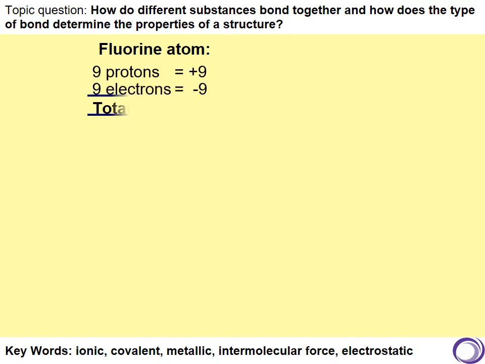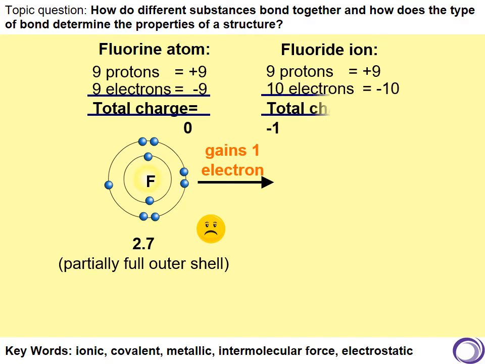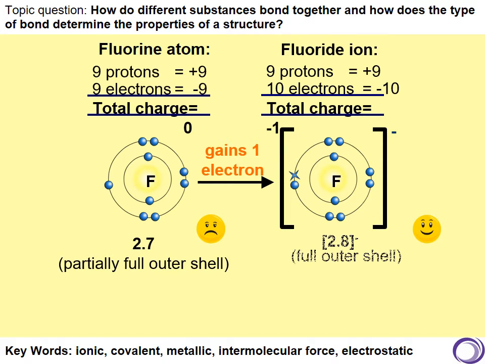Let's look at a fluorine atom then. Fluorine has 9 protons and 9 electrons. Overall it has a charge of 0, but it has a partially full outer shell with 7 electrons in its outer shell, so it's not happy. It therefore gains 1 electron, and now it has 9 protons and 10 electrons. If we add this up, this gives us a charge of -1.